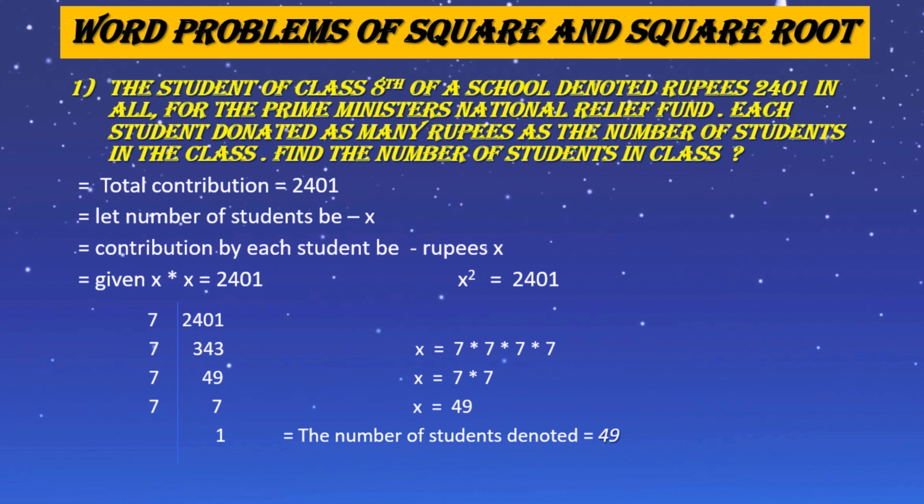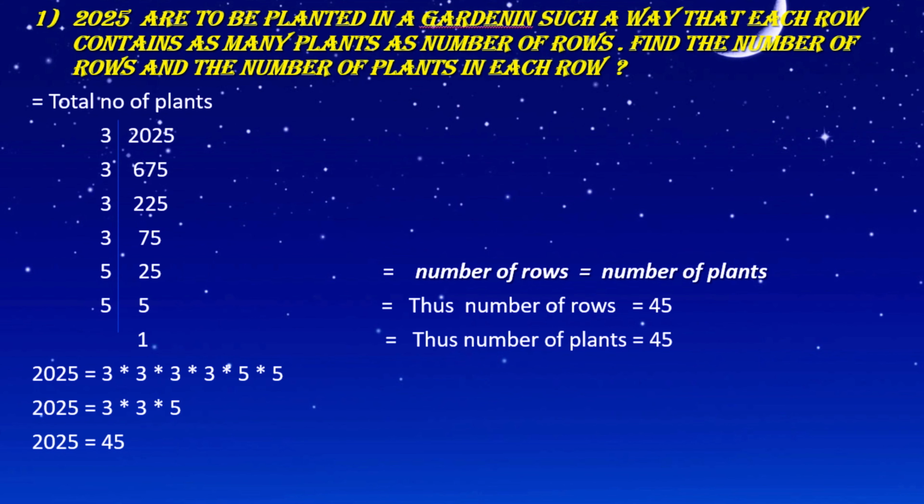We should group them in pairs. x is equal to 7 into 7, one group, and 7 into 7, one group. We should multiply that: 7 sevens is 49. So x is equal to 49. The number of students in the class is 49, and each student donated 49. 49 square means 49 into 49, that is 2401.